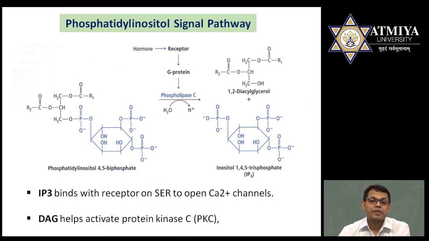In this pathway, as it is shown here, at first this is also known as PLC beta. Here the hormone will bind to the receptor. This receptor undergoes certain changes. The G protein will be activated, and this G protein is responsible for the activation of the phospholipase C enzyme. This PLC, phospholipase C enzyme, is responsible for the conversion, or you can say breakdown, of PIP2.